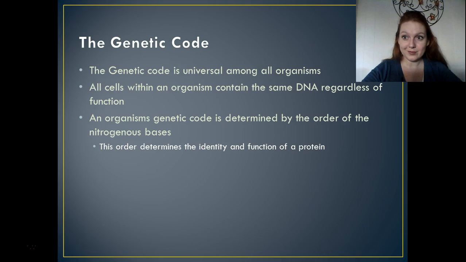So all cells within the organism are going to have the same DNA regardless of function. And when we say that, we mean that everything is made up of those A's, the C's, the T's, and the G's that we've been talking about. All organisms' genetic code is going to be determined by the order of the nitrogenous bases. So those A's, those T's, the C's, and the G's, depending upon the order that they are presented in, is how those genes are actually going to be read. Okay, this order is going to determine the identity and function of a protein.